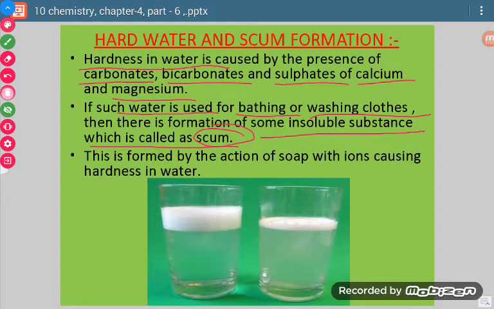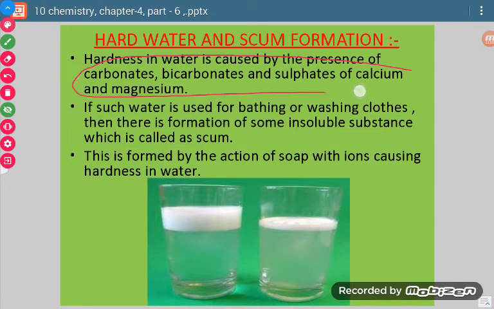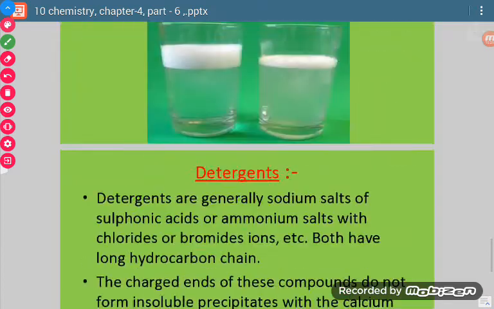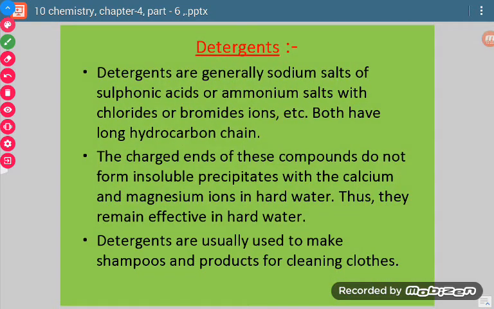Because these ions which we said just now, they combine with soap molecules and produce that substance which is insoluble. So now see here, in this case this is the scum formed, in this case this is the scum formed. More scum formation means more hardness of water. So this is called scum. If you see polluted rivers, there also you can see this type of foam. So that also is scum.